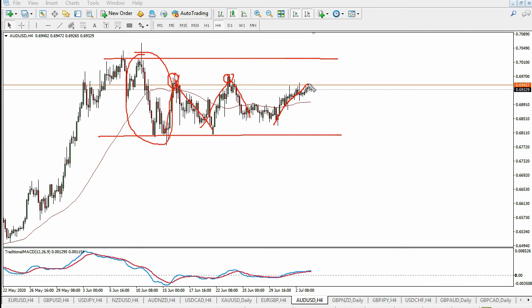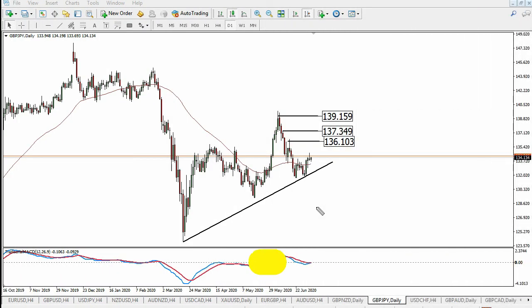So what will be the next move of Aussie USD? The next move of Aussie USD, price might hit this level again before going down. So all my view about the Aussie USD is a downside move with a target over here.